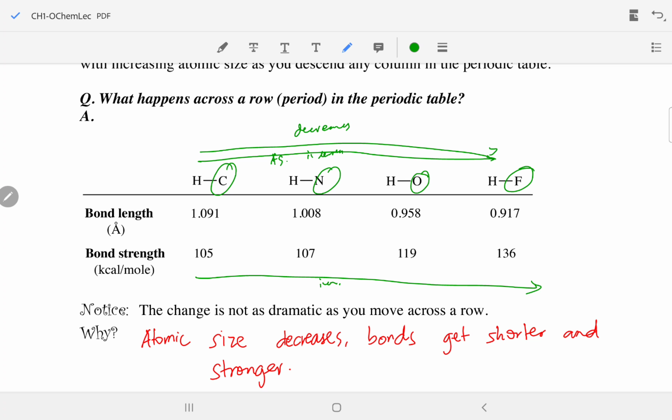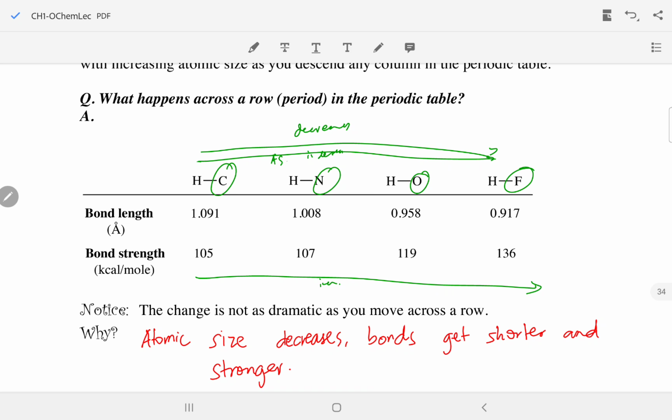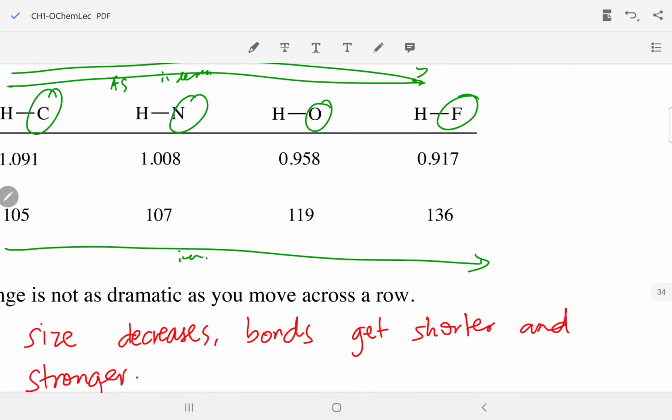So the change is not as dramatic as you move across the row, but as atomic size decreases, bonds get shorter and stronger. Always remember that the shorter the bond, the greater the bond strength.